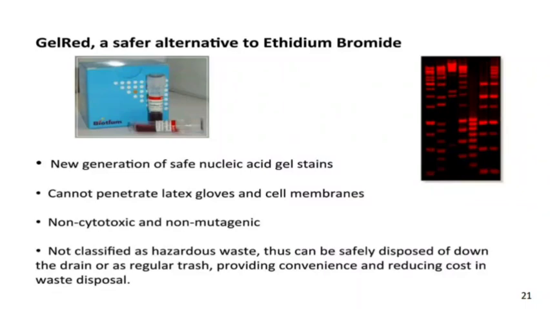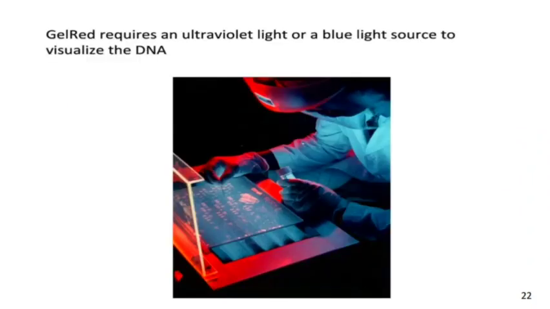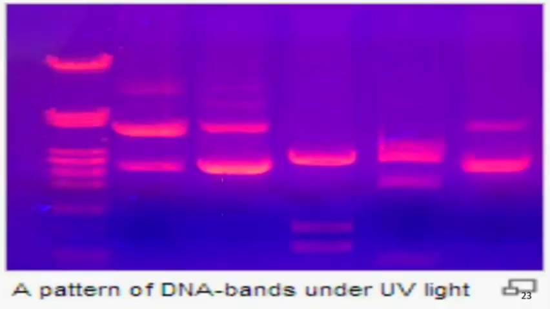GelRed. The second type of stain is GelRed, a safer alternative to ethidium bromide. It is a new generation of safe nucleic acid gel stains, can't penetrate latex gloves and cell membranes, non-cytotoxic and non-mutagenic, not classified as hazardous waste. GelRed requires a UV light or blue light source to visualize the DNA. In this picture, we see the pattern of DNA bands under UV light.